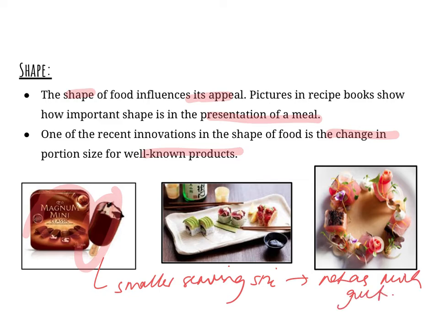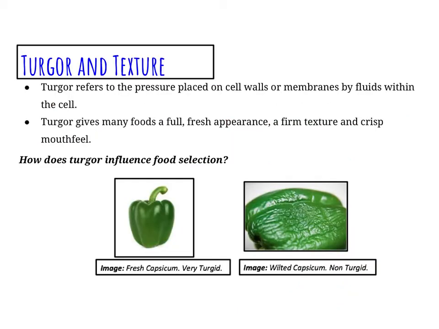However, it's not just manufactured foods that utilize this different shape. You can see here that different shaped plates are often used in restaurants, and also different shapes are used to actually present the food, and you can see that here through the circle that has been created.